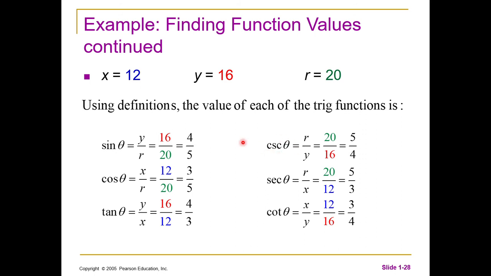Ito, kabaliktaran. Kung nakuha mo na itong mga to, kabaliktaran na ng itong mga to. Di ba? Like cosine, 20 over 16, magiging 5 over 4. In secant theta, 20 over 12, 12 over 20 dito, 20 over 12 dito. So, 5 over 3. So, yung tangent natin, 16 over 12 dito, 12 over 16.